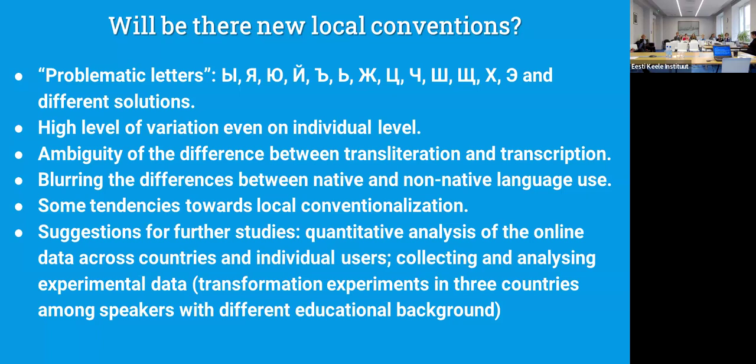But at the same time, it's not always possible to distinguish between transliteration and transcription, because in some cases we can see that it's exactly how the word is spelled, but sometimes it's how it's pronounced. And again, it can be because the person cannot write in Russian, for example, or sometimes because this person cannot write according to the rules. So it can be a mistake.